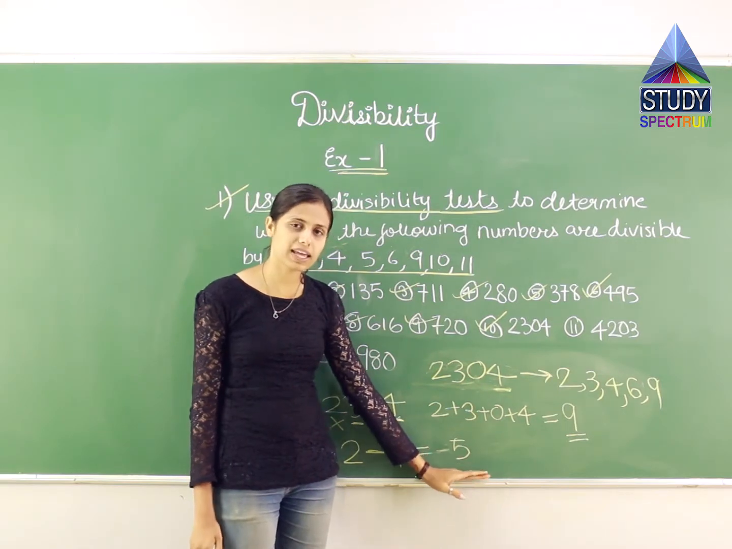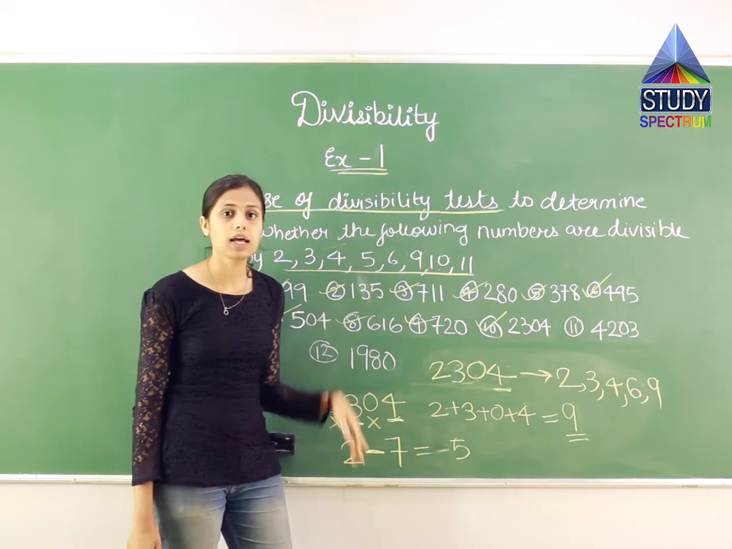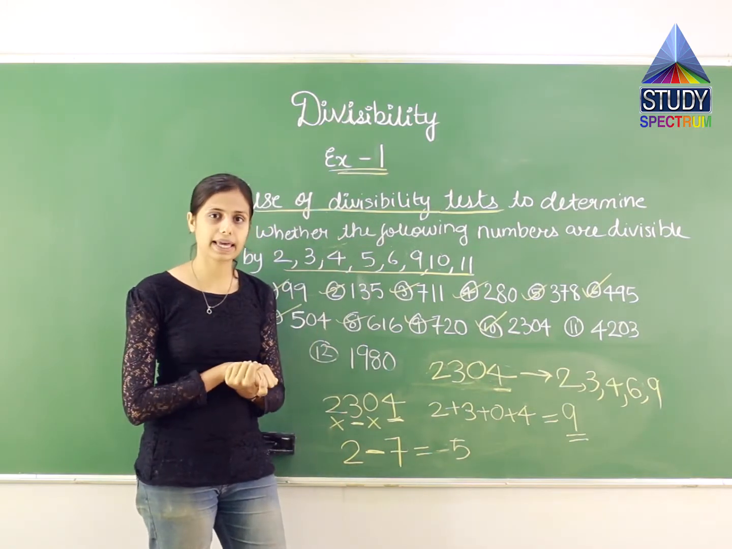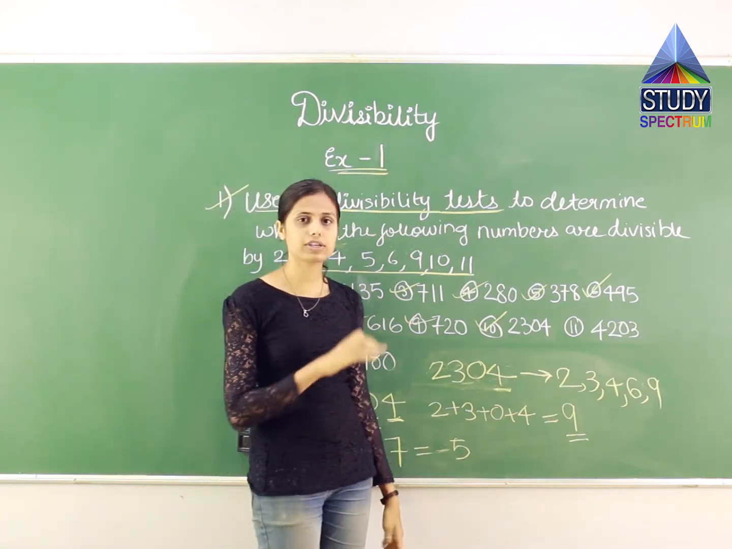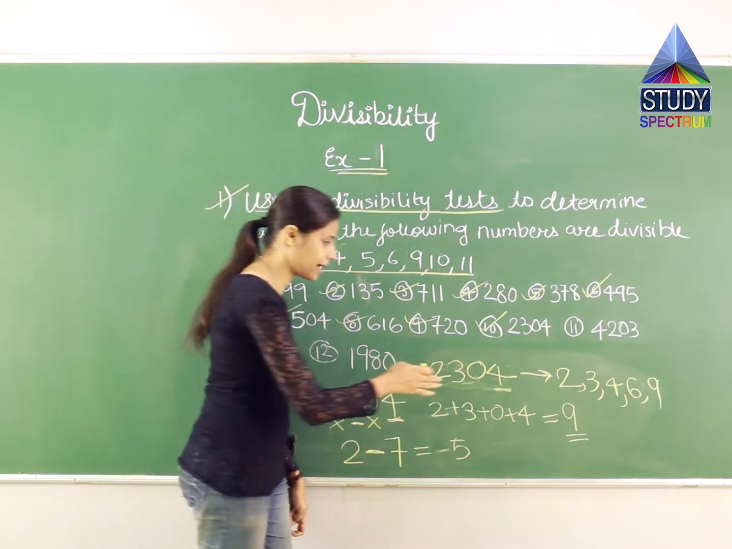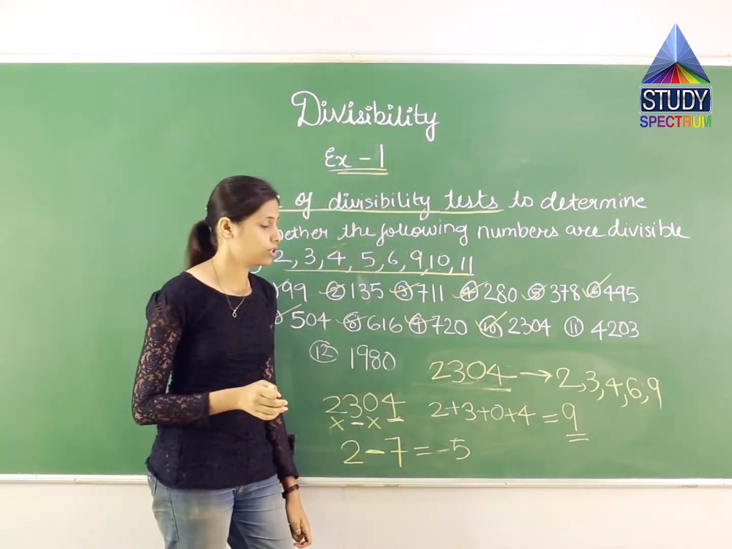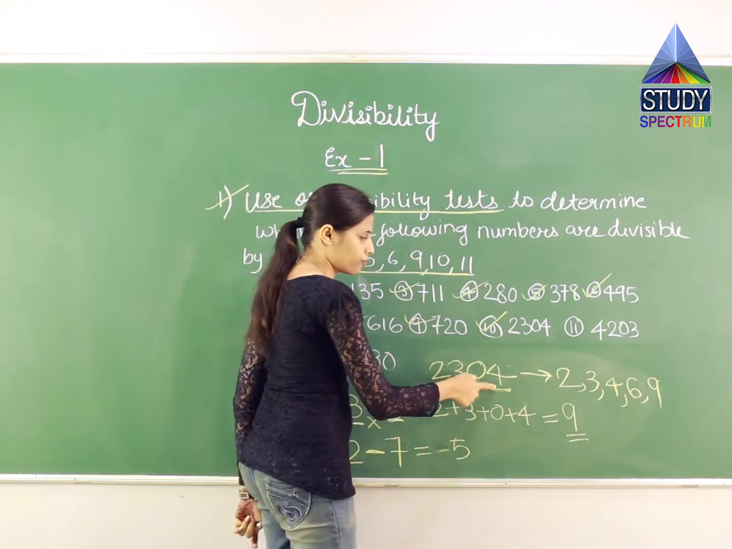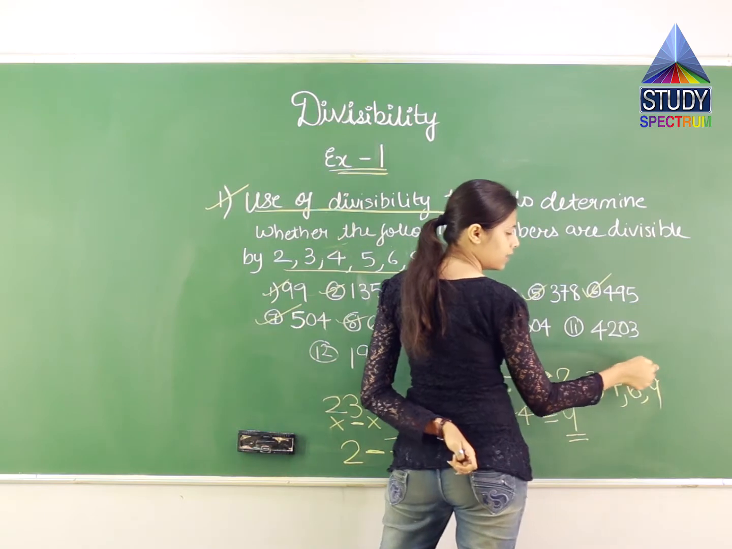Now tell me, is this 5 equal to 0? No, right? So 5 0 तो है नहीं. तो 5 11 से divisible है क्या? 11 के टेबल में 5 आता है? No, right? So this number 5 is neither 0 nor it is divisible by 11. So I can say that this entire number 2304 is not divisible by 11. So this number 2304 is divisible by 2, 3, 4, 6 and 9.